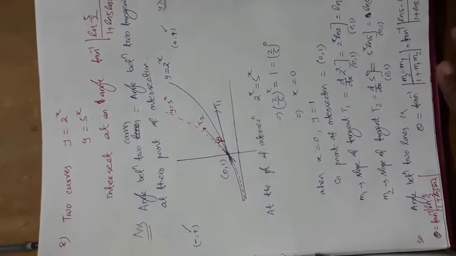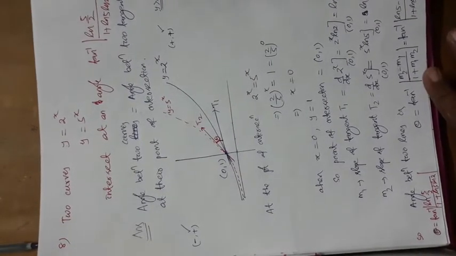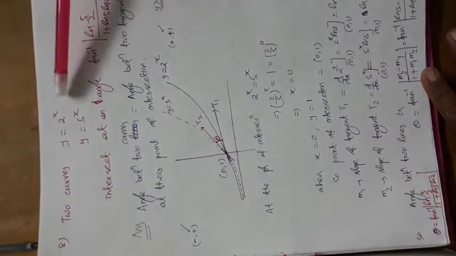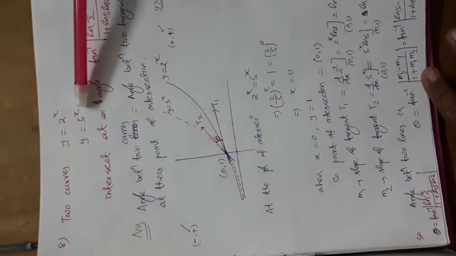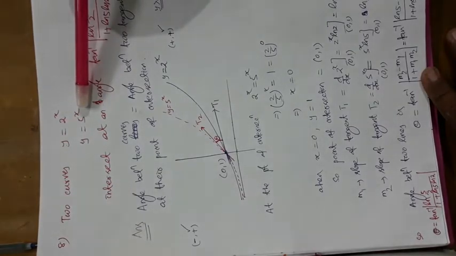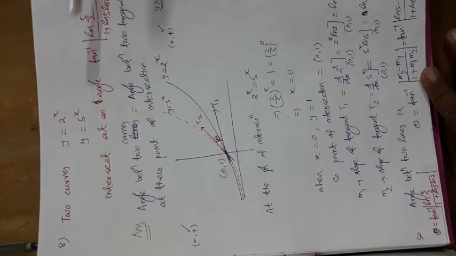My dear students, today we'll discuss the problems of tangent and normal from number 8, and the question is: y = e^x... y = 2^x and y = 5^x are two curves, and we have to find the angle between the two curves, that is tan inverse |(ln 5 - ln 2)/(1 + ln 5 ln 2)|.